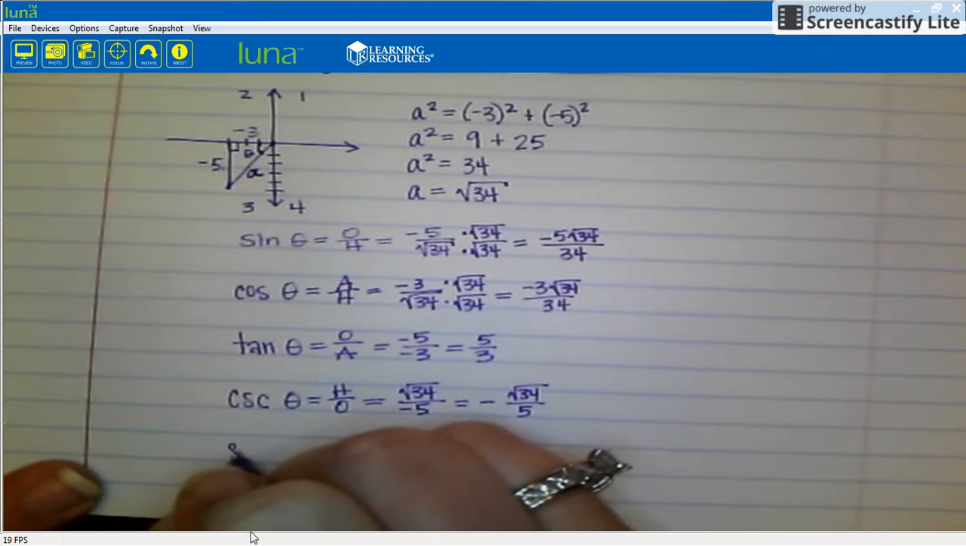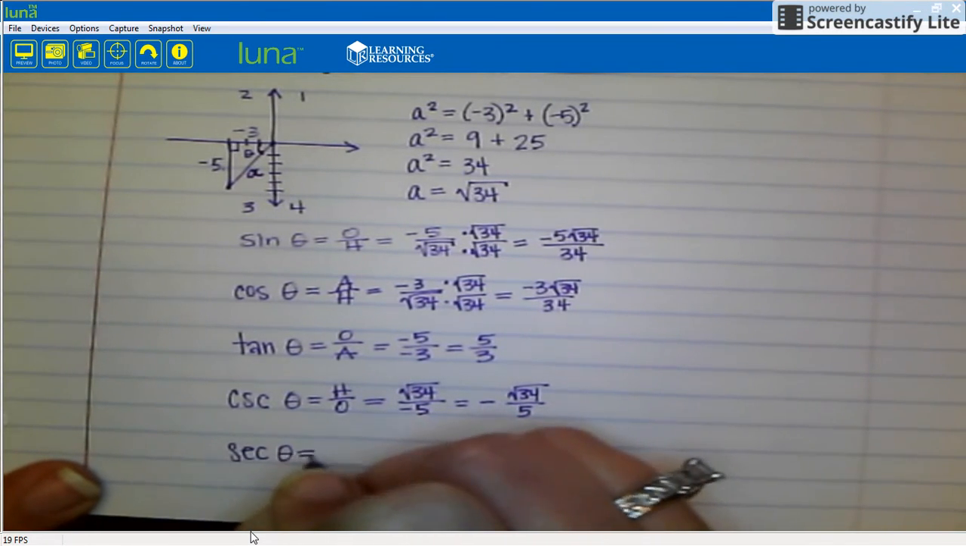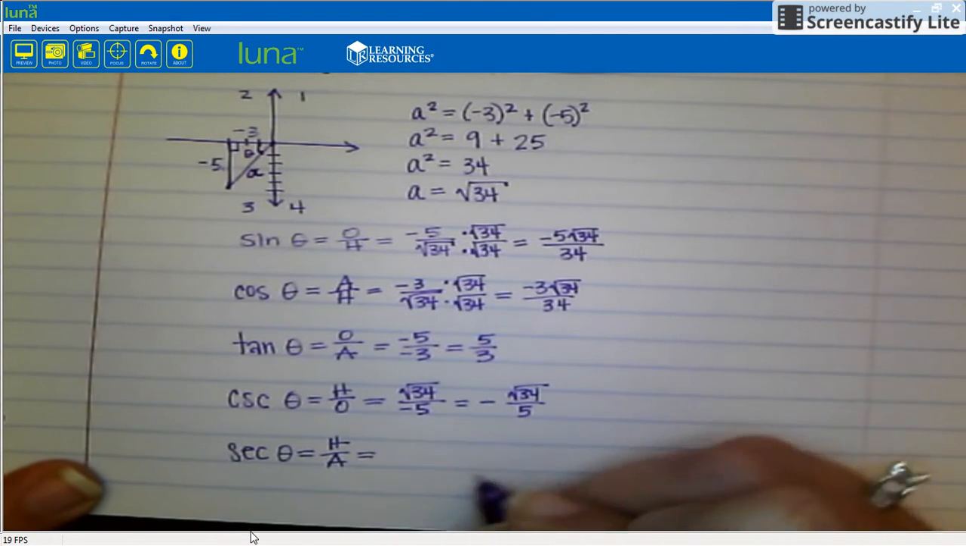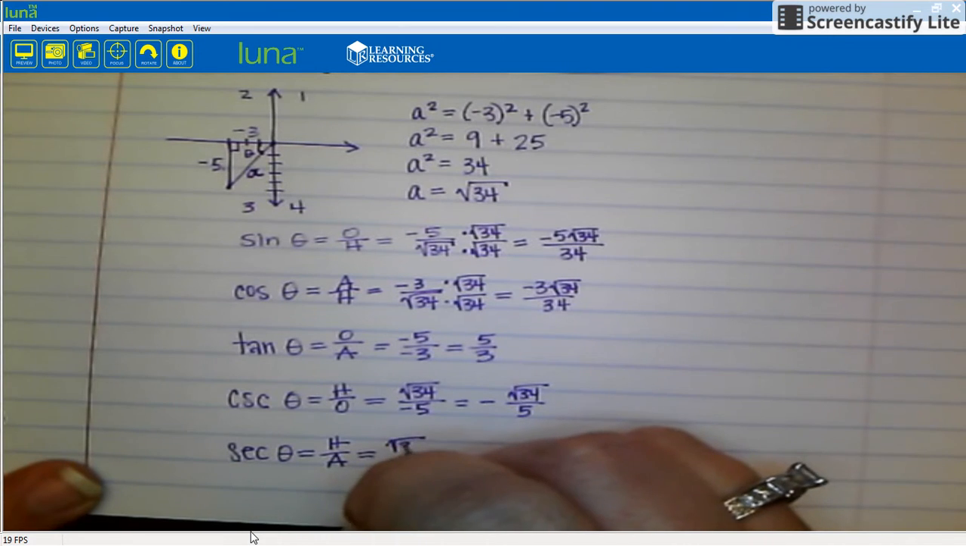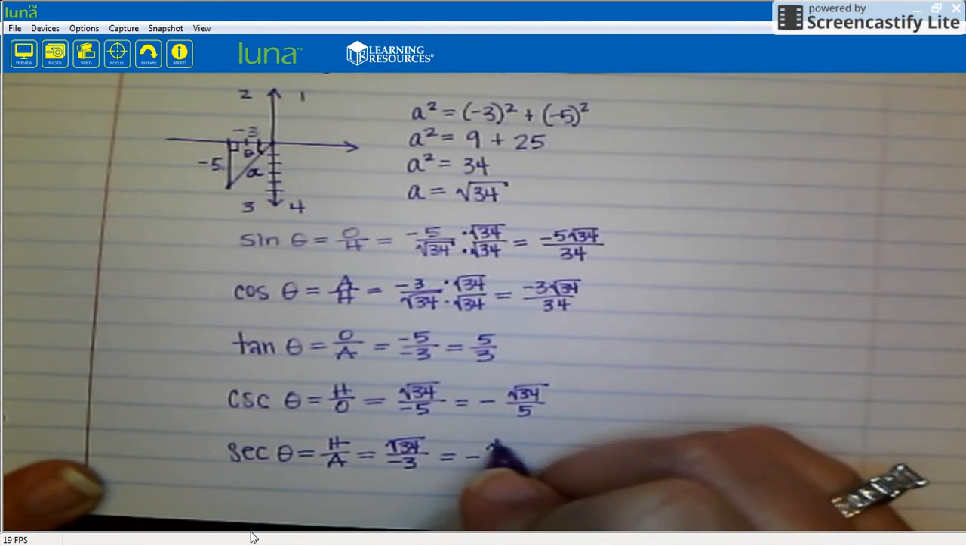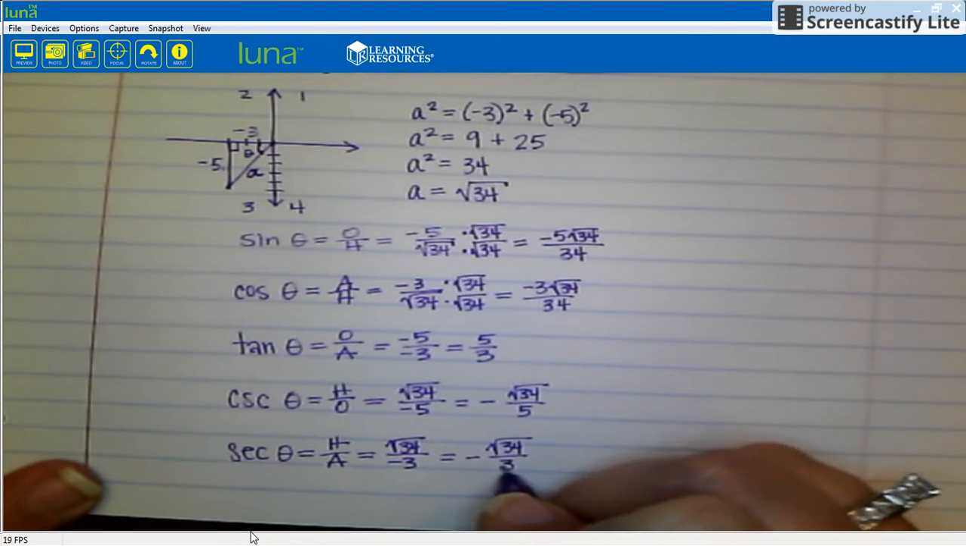The same thing with secant of theta. I'm going to have hypotenuse over adjacent. So this is going to be the square root of 34 over negative 3. So this is going to be negative square root of 34 over 3.